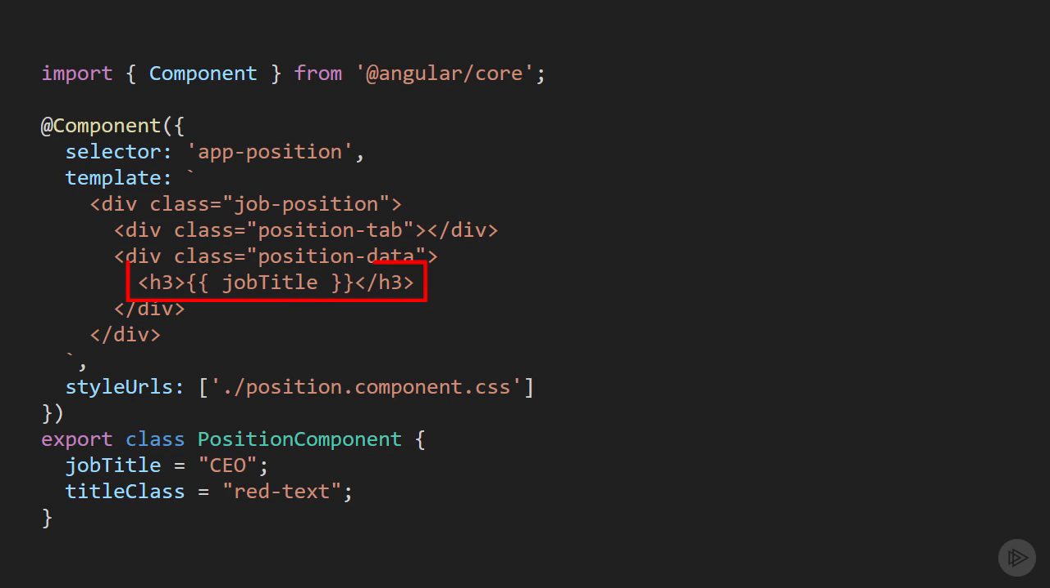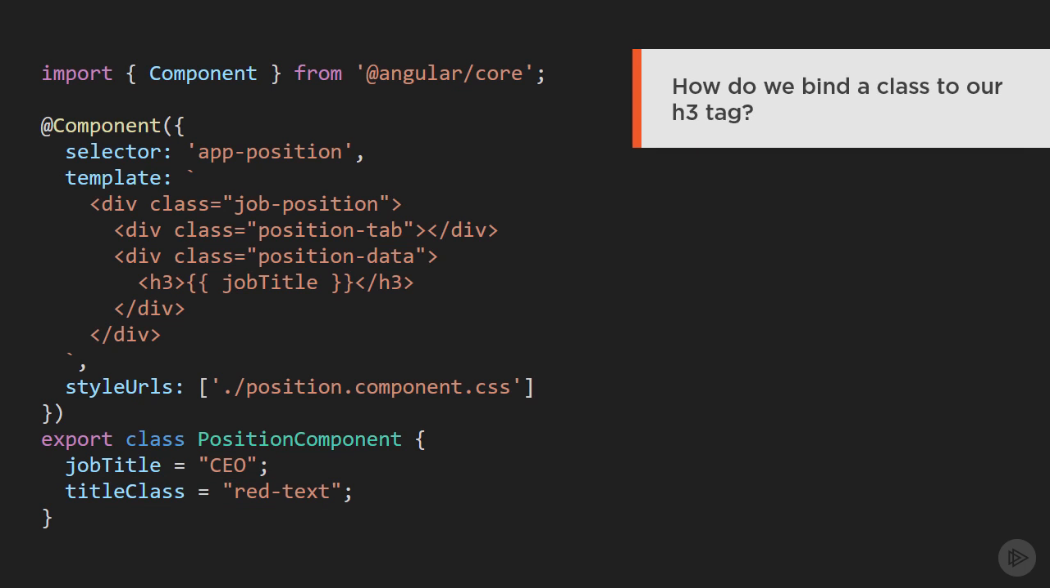So here we have an H3 tag, and we're using interpolation to get the job title. If we look at the TypeScript class, job title is set to CEO. But you'll also notice we have another property called title class. And this is referring to a CSS class that is being set either globally or within our style URLs. But the class is called red-text, and that simply makes the text red. How do we bind a class to our H3 tag?